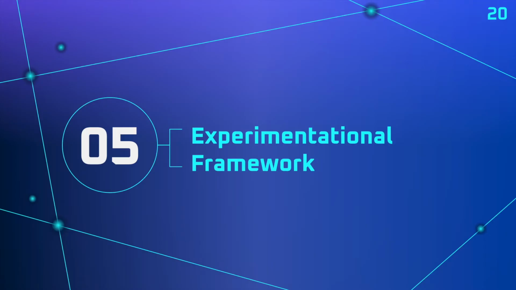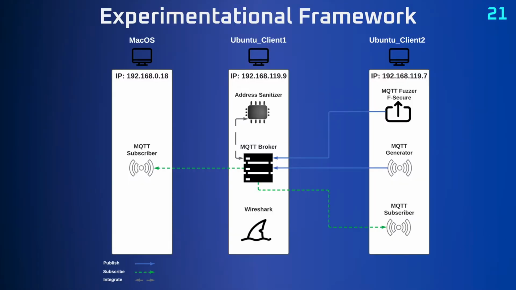Now moving on to the experimental framework. To break down the experimentation, I have used two Linux-based Ubuntu machines. The first machine has a Mosquitto broker that is going to be tested and has AddressSanitizer integrated into it, in addition to Wireshark to sniff the packets. The second machine has F-Secure, which is the MQTT fuzzer, an MQTT generator, and an MQTT subscriber. I also have added an extra MQTT subscriber on my macOS, and the reason for having these two subscribers is to ensure that the broker is transmitting the messages received from the publisher.